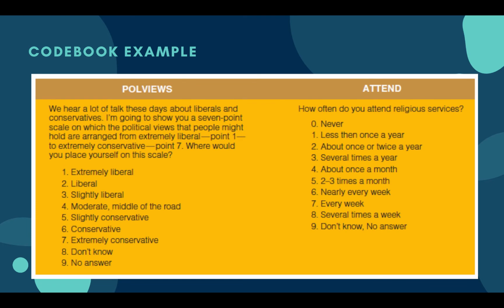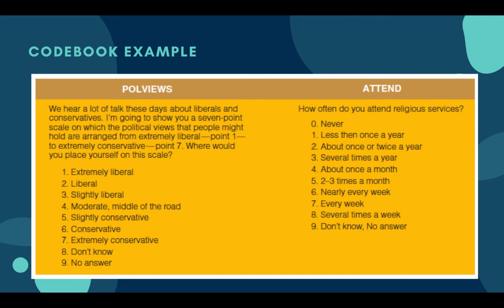Here's another example of a codebook, right? We have a variable from the GSS. The GSS is the General Social Survey. It's been administered every few years with various questions from 1972 to about 2018, I think was the most recent one. Maybe 2016. But here are two variables from that data set. It's called poll views and attend.